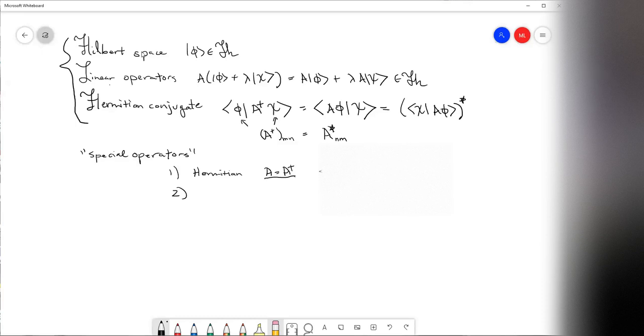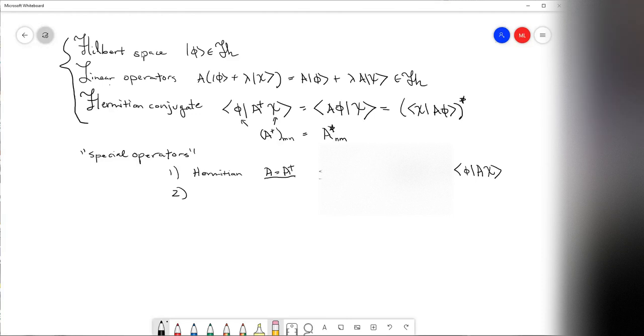The action of this A dagger is, of course, defined as this from above, but we're just saying that that's also equal to just the regular action of A. And this is the true sense in which an operator's Hermitian is, in terms of this inner product statement.